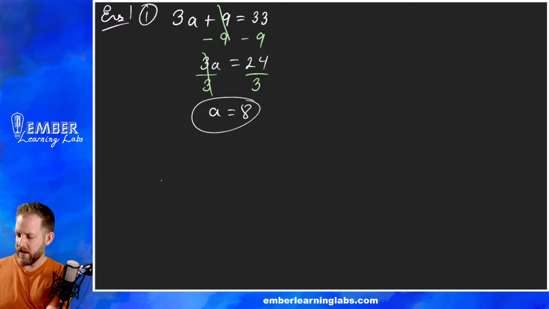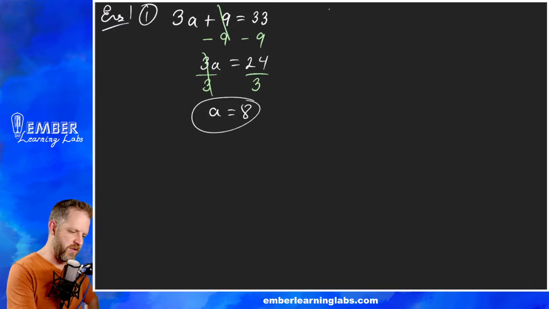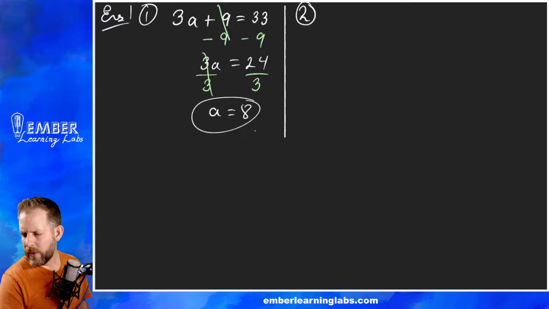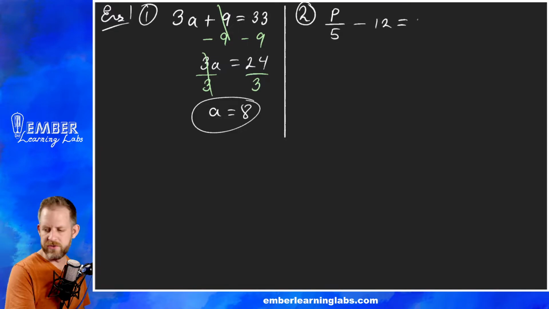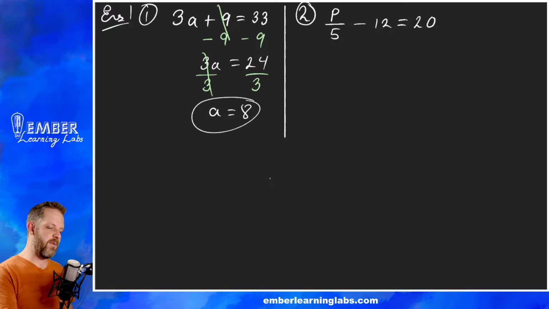Let's do another example. This one's going to be a little bit different. Example 2: p over 5 minus 12 equals 20. What's attached? How's it attached? Do the opposite to get rid of it. Again, just the same way. It's going to be easier if we get rid of the addition and subtraction first.